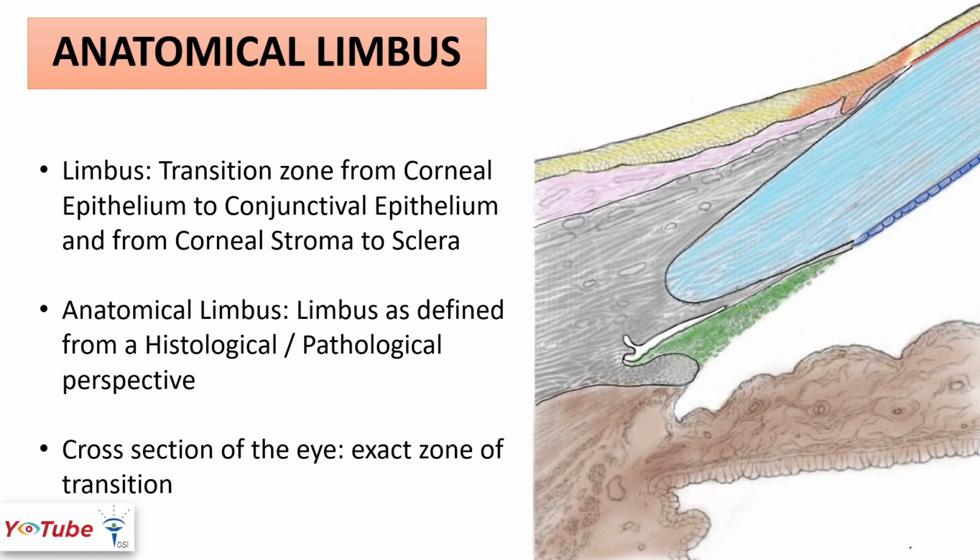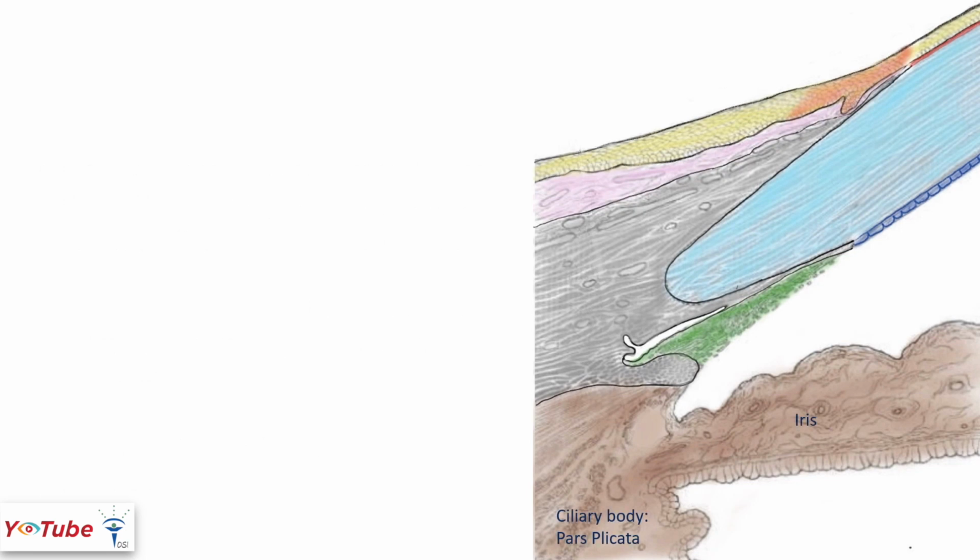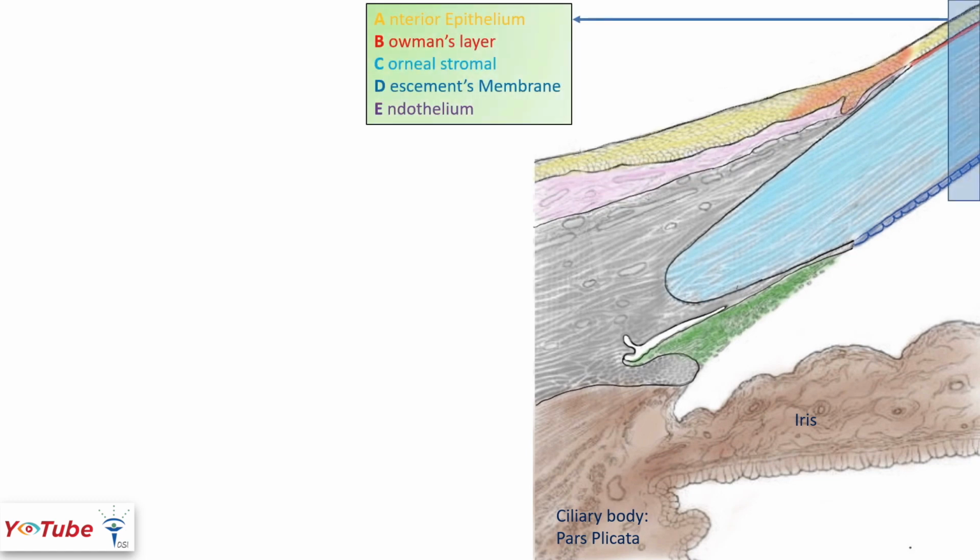So here you can see the cross section diagram that I have sketched. First, let us identify all the structures in this diagram, and then we will define the zone and boundaries of the anatomical limbus. On the extreme right side of this diagram is the cornea, and we are all well versed with the 5 layers of the cornea. The mnemonic for that is A, B, C, D, E from anterior to posterior. That is the anterior epithelium, followed by the Bowman's layer, then the corneal stroma, the Descemet's membrane, and the endothelium.